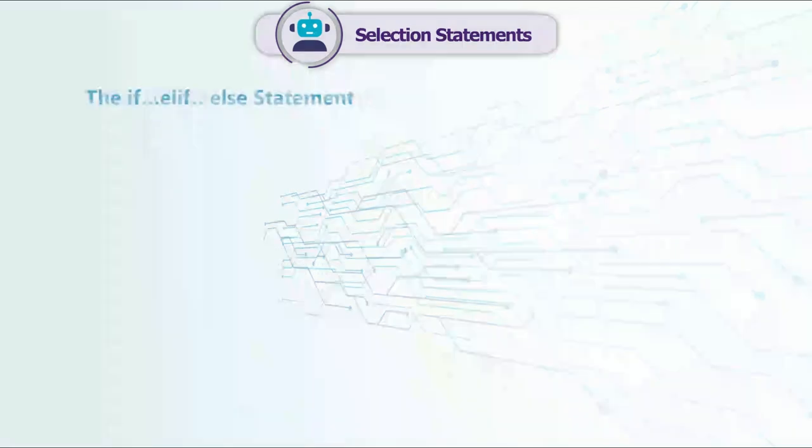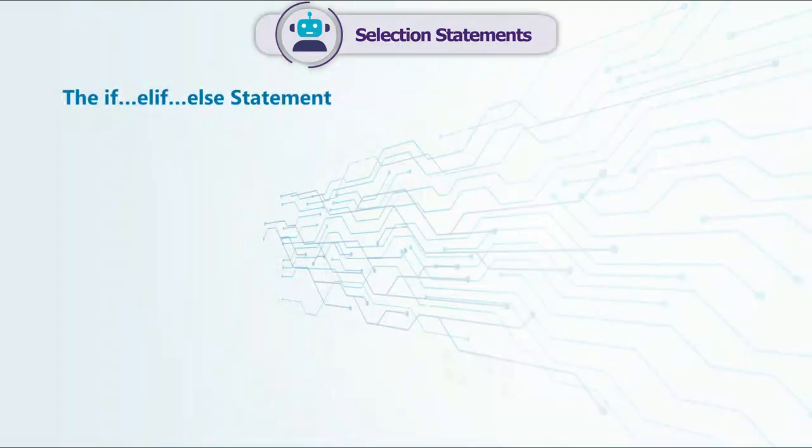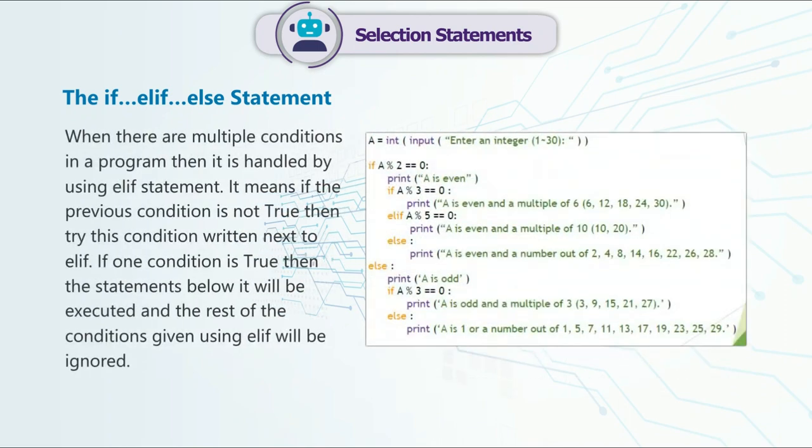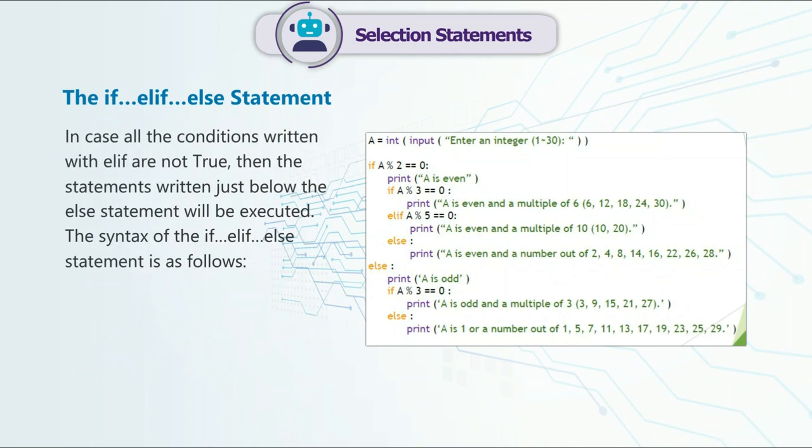23 is odd. The if, elif, else statement. When there are multiple conditions in a program, they are handled by using the elif statement. It means if the previous condition is not true, then try the condition written next to elif. If one condition is true, then the statements below it will be executed, and the rest of the conditions given using elif will be ignored. In case all the conditions written with elif are not true, then the statements written just below the else statement will be executed.